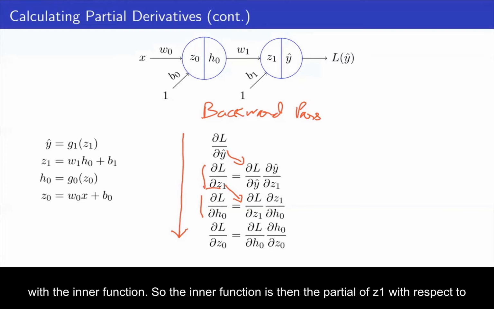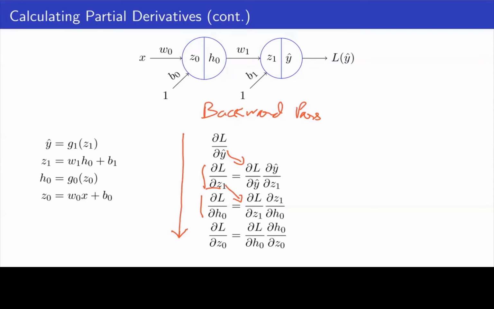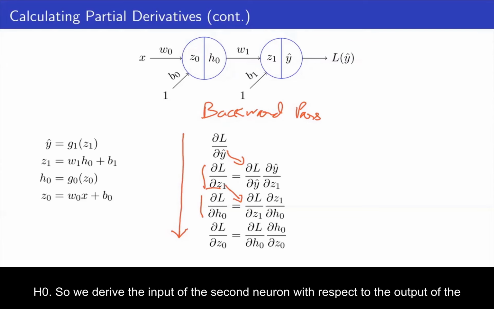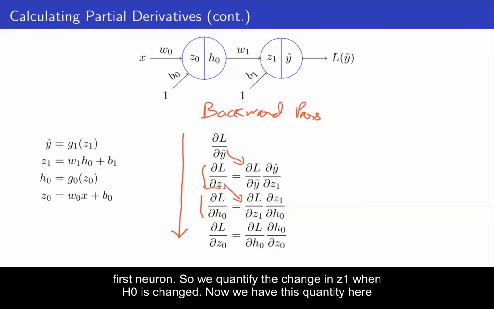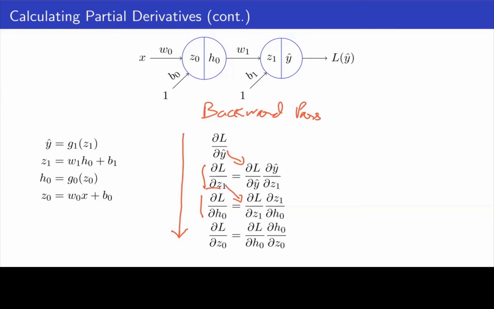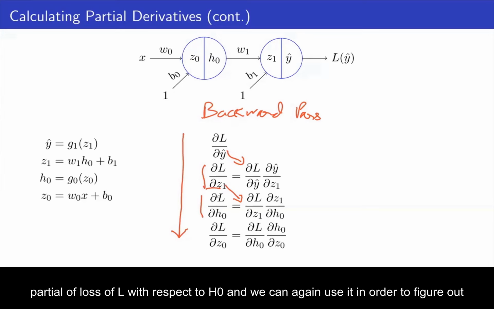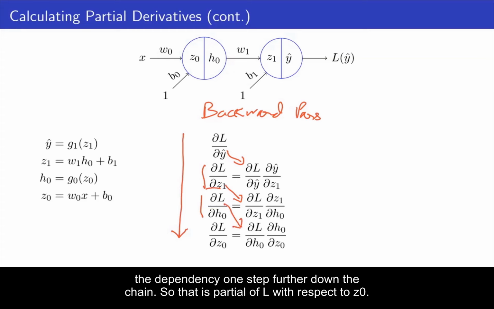And we need to chain it again with the inner function. So the inner function is then the partial of Z1 with respect to H0. So we derive the input of the second neuron with respect to the output of the first neuron. So we quantified the change in Z1 when H0 is changed. Now we have this quantity here, partial of L with respect to H0, and we can again use it in order to figure out the dependency one step further down the chain. So that is partial of L with respect to Z0.